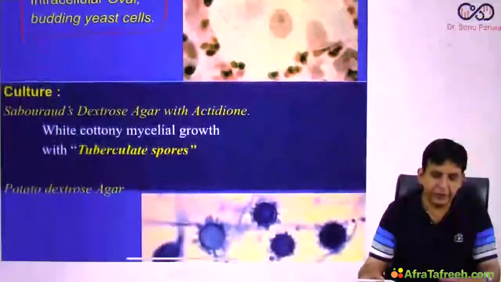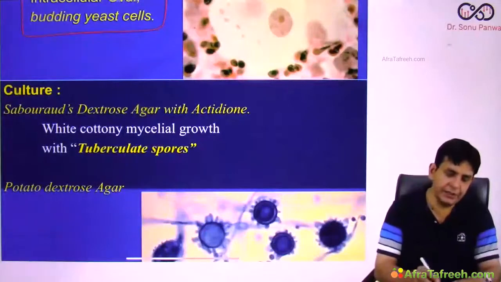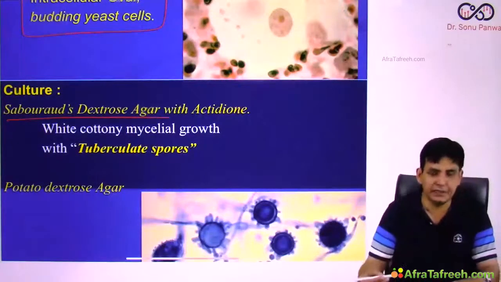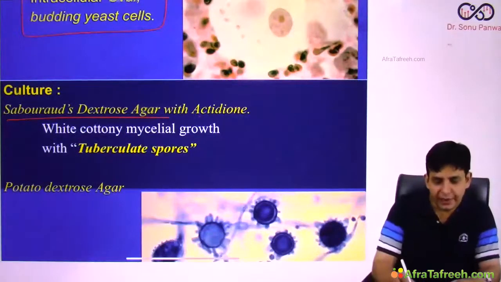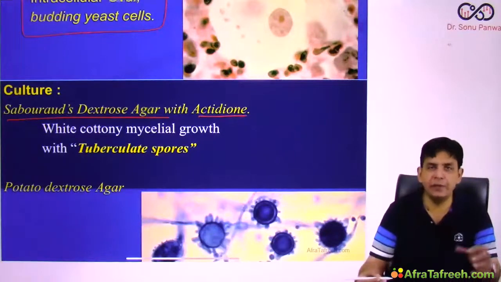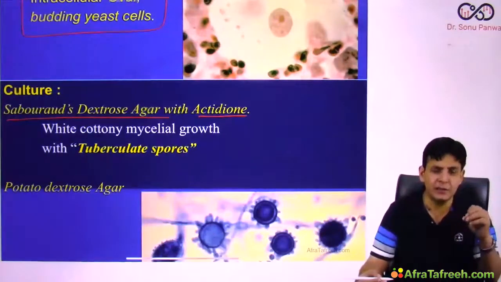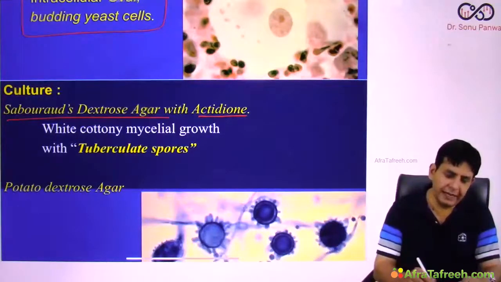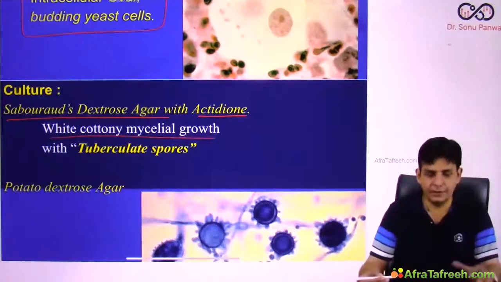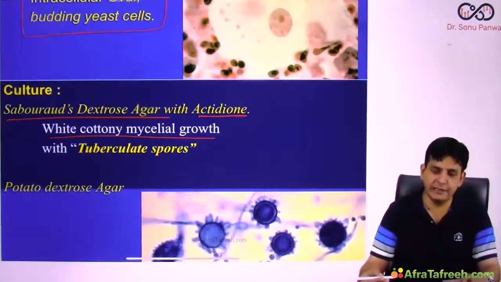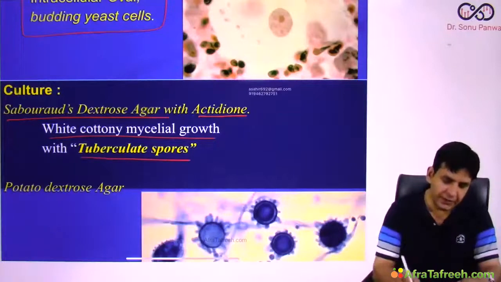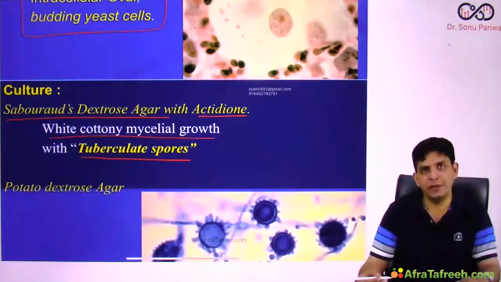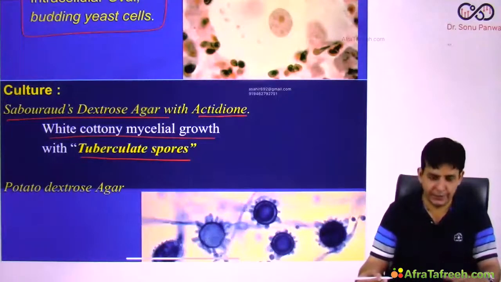Now, if we go for the culture, culture is done on the universal culture media, that is Sabouraud dextrose agar, and what you add to that is actidione. And why are you adding all these things? To make it more specific for the fungus to grow, and it grows with a white cottony mycelial growth. This particular fungus, Histoplasma capsulatum, grows with white cottony mycelial growth with tuberculate spores. Okay, it has tuberculate spores.